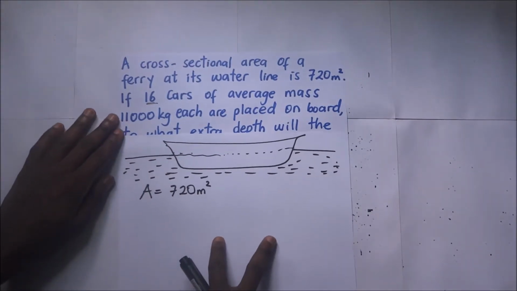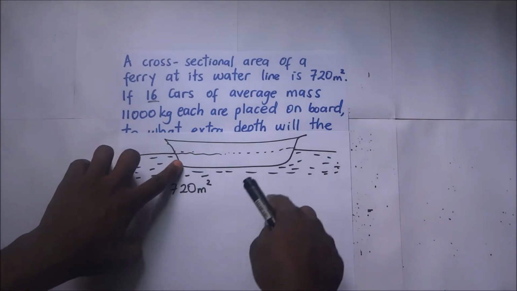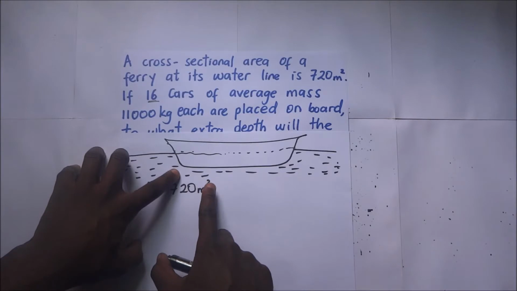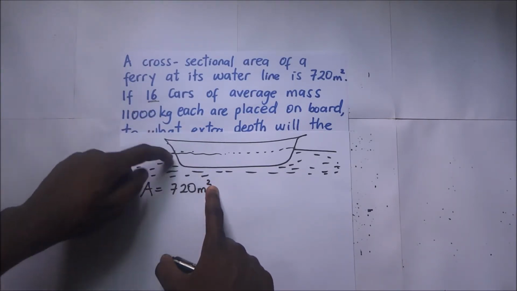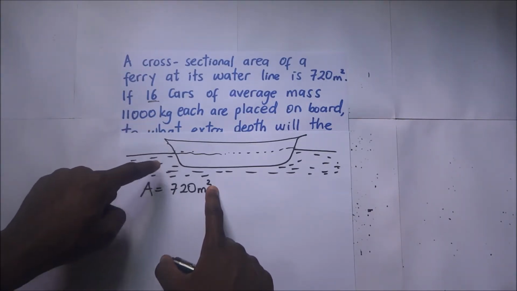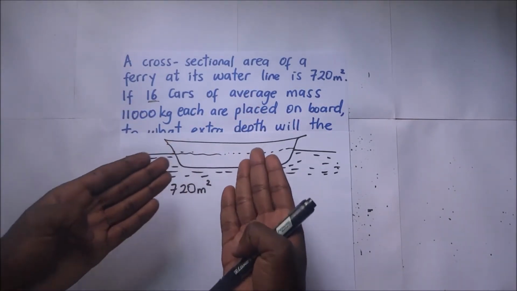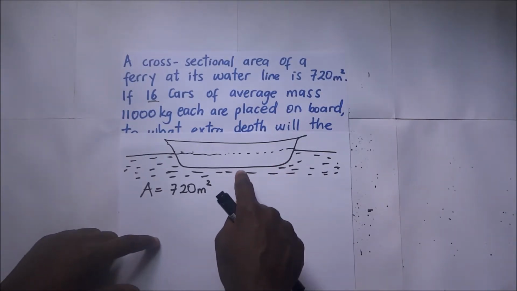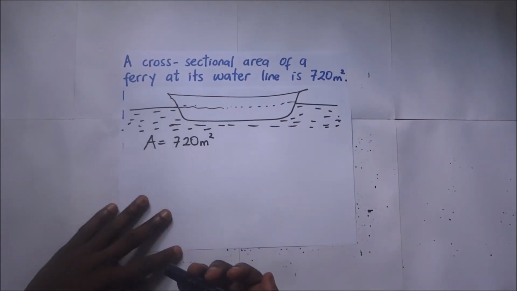So our work here is simply to identify the fact that these 16 cars are the ones responsible for this ferry sinking down an extra depth. Therefore, the weight of these 16 cars that was put on this ferry is going to be equal to the weight of the fluid that will have been displaced at sea. So we begin with our calculation at that point.